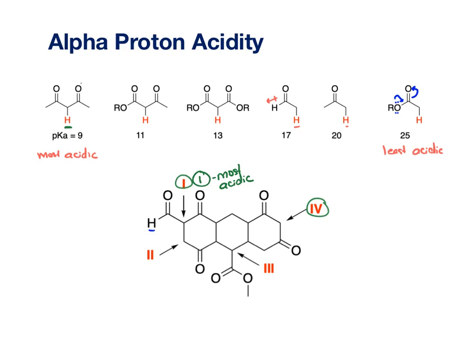Next, we can say 4, because it is still between two carbonyls. We'll rank that as number 2. Now we're down to 2 and 3. And then we look at the nature of these two. So 2, we just have a carbon and a carbon, so that is a ketone. 3 is an ester. Esters are less acidic than ketones. So the ketone is going to be number 3, the ester number 4, least acidic.